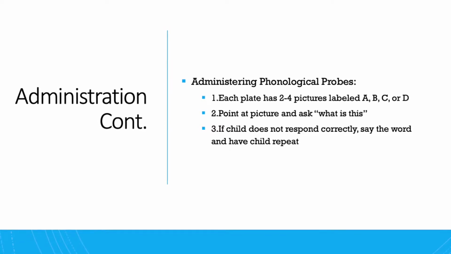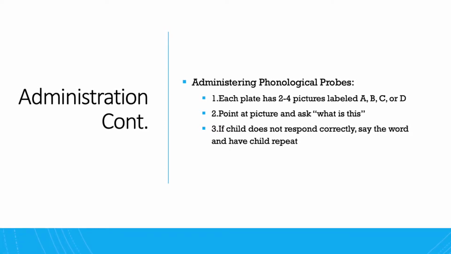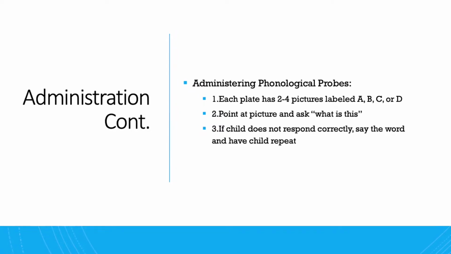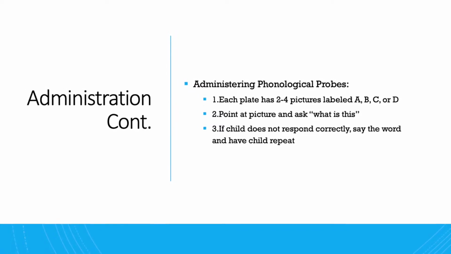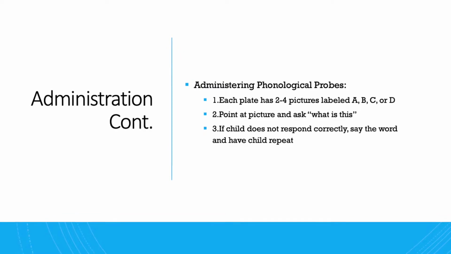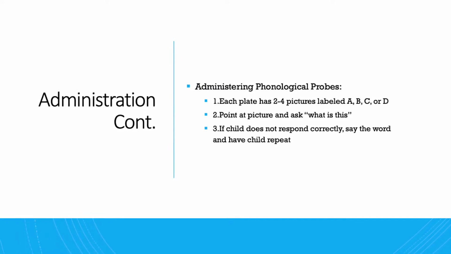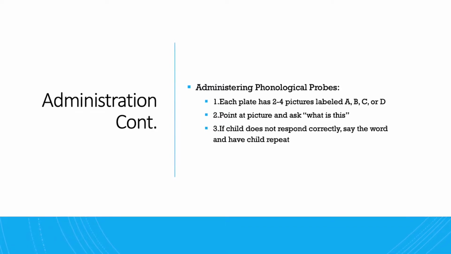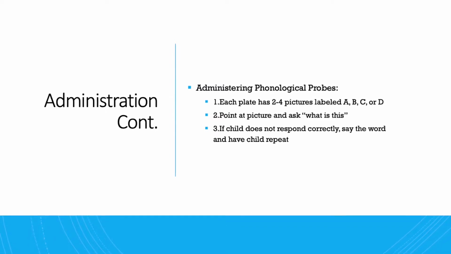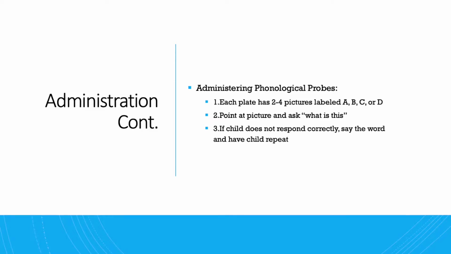For the administering phonological probes section, each plate has 2 to 4 pictures labeled A, B, C, or D. Point at each picture and ask, "What is this?" If the child does not correctly say the word, have the child repeat. Here is a demonstration video of administering the test.